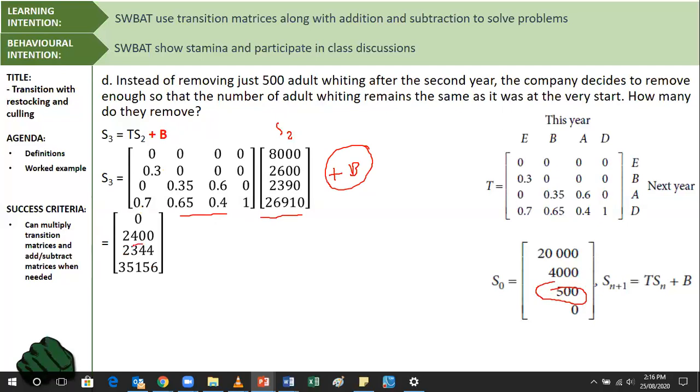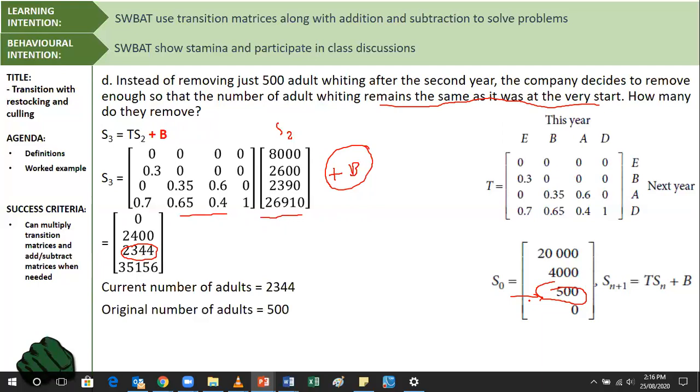Now the question is, if I want this to remain the same as the very start, which was 500, that means I need to remove enough adults so that it's going to go back and match my value of 500. So the current adults at the end of the third year is this. I need to remove enough in order to obtain the original number, which is 500. So therefore, I need to remove 1,844 adults to bring it back down to the 500 mark. So that's to satisfy part D.